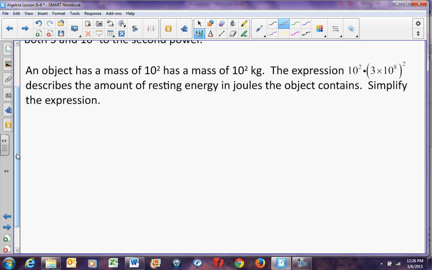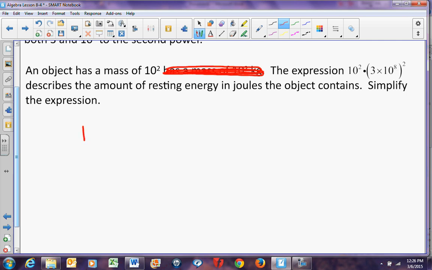Okay. As you can look at this part here, extra fluff and stuff we don't need. In other words, I got too carried away typing. An object has a mass of 10 squared. The expression 10 squared times 3 times 10 to the 8th squared describes the amount of resting energy. So we're going to simplify that.